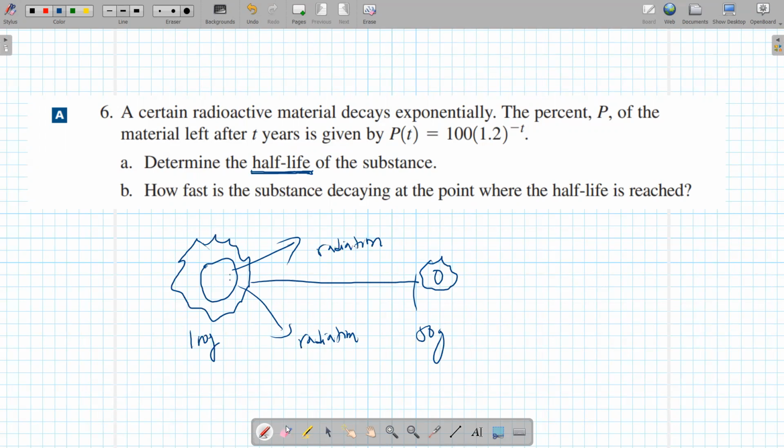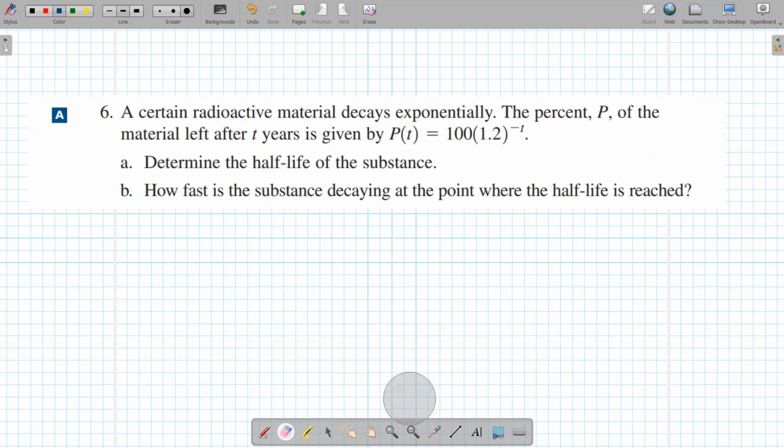50. Exactly 50. So here we need to find, this is the percent, so percent is going to be 0.5. Or we can even say it's 50, because this is 100, I guess this is 50. Now we have an exponential equation. How do we solve this for t? You divide by 100. So you get 0.5 equals 1.2 to the negative t. Then what?